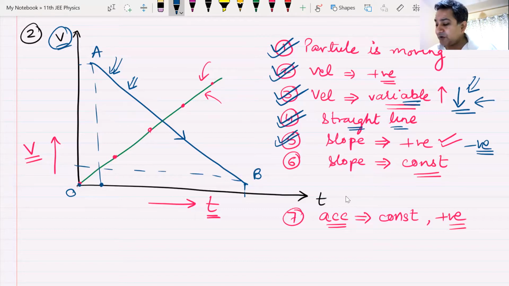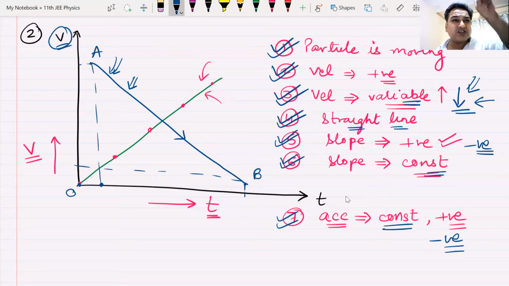Point number 6. Slope is constant. It's a straight line graph. You all understand this. Great. Now let us convert everything into acceleration. What about acceleration? Acceleration is constant. Slope is constant, but acceleration has to be negative. Velocity is positive. Acceleration is negative, and that is why velocity is decreasing. Are you getting my point, everyone?